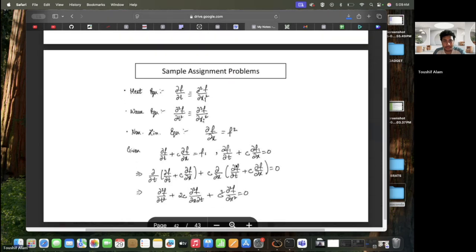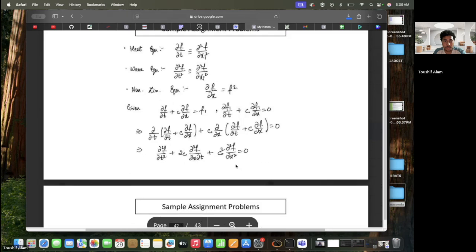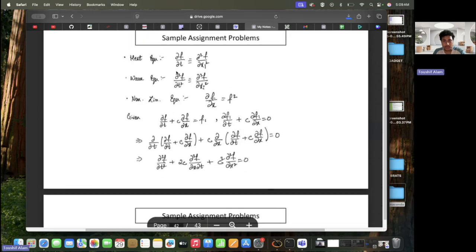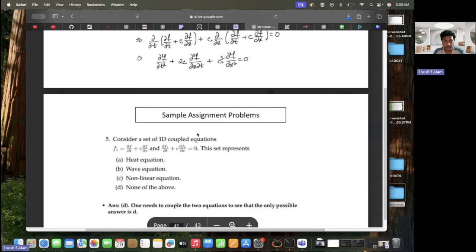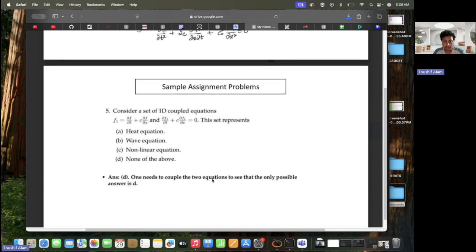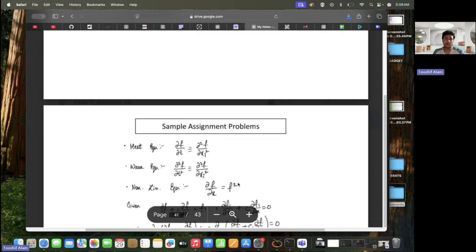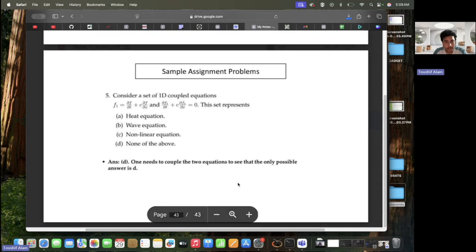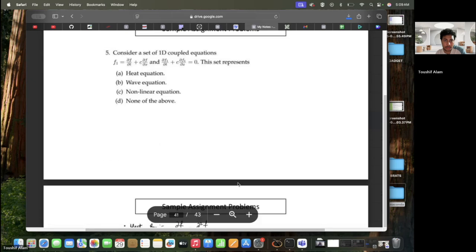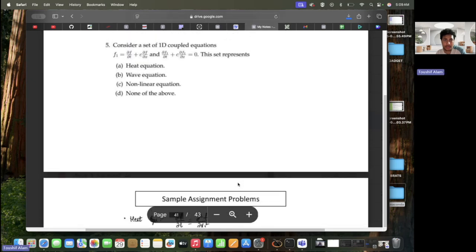So you can see that this doesn't follow the heat equation, wave equation, or nonlinear equation. It's a mix of them. So for the coupled equation, the only possible answer is D. Okay, so these are the options. So till now we reached here. This question is very easy.